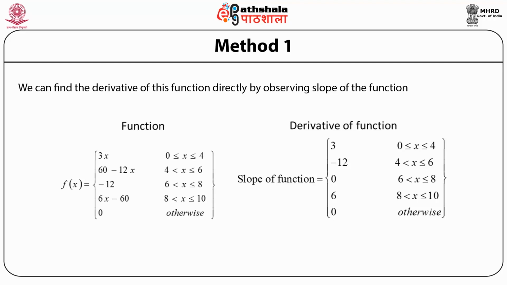Then 6x minus 60 is in the regime 8 to 10, and if you differentiate x, it becomes 6 only, and 60 has no meaning in this. Then 0, if you differentiate, is 0.